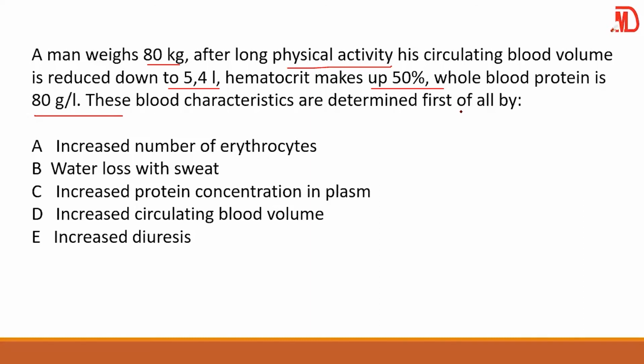So it will prevent it from what? From going out. So here we are dealing with what? With water loss with sweat. So that was the first mechanism involved in the reduced circulating blood volume. So here we are thinking about what? Water loss through the sweat. So the answer is B. All right.